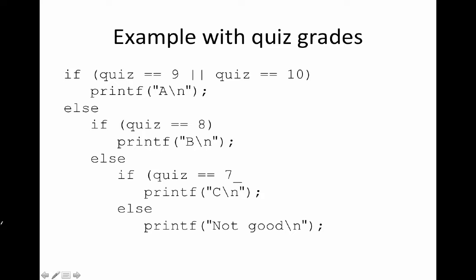So here's an example with quiz grades. So I'm saying if the value of some variable quiz is equal to 9 or quiz is equal to 10, so if quiz is either 9 or 10, then we're going to print A. So if that's true, we print A and we're done. Else, so if quiz was not 9 or 10, then we're going to check and see if it's equal to 8. If the value of quiz is equal to 8, we're going to print B and we're done. Else, if the value of quiz is 7, we're going to print C. Else, we're going to print not good. Okay, so these are all different possible actions.